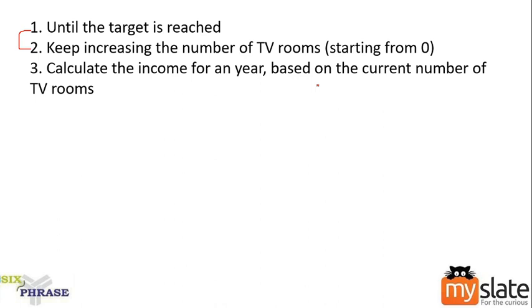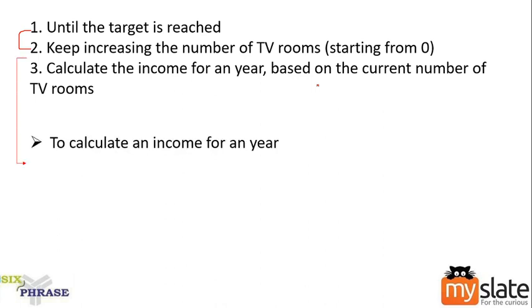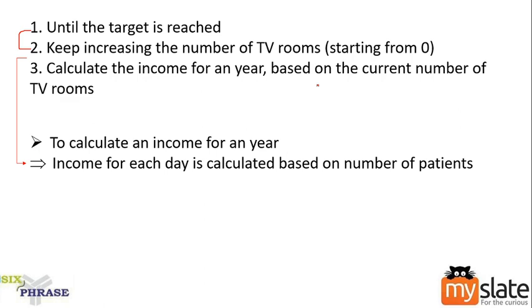So how can we calculate income? To calculate income for one full year, we need to know how many patients arrive on each day. Because according to the formula that they have given us, according to the pattern, we will not have the same number of patients every day. The number of patients will change, which means income obtained every day is going to be different. So you can't just add up the total number of patients and tell me the income. That is not how it works.